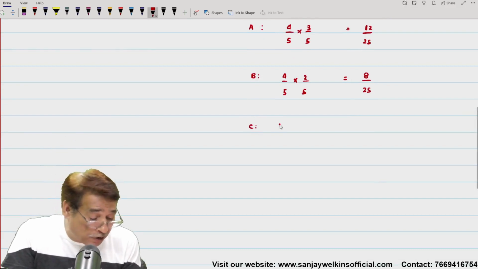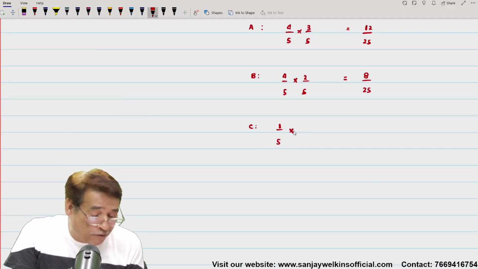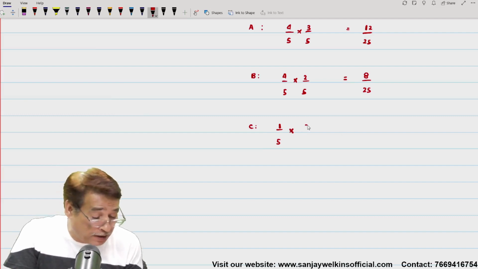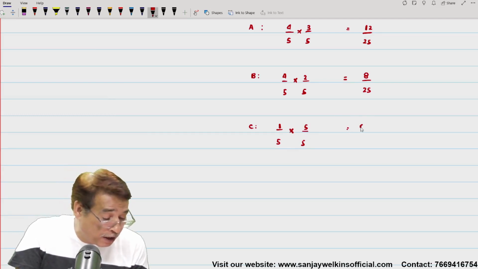And the new partner's share is 1 by 5, it is given. Now, if I want to convert the denominator into 25, I will think of a numeric value which can convert 5 into 25 after multiplying. Obviously that numeric value will be 5. Correct? So I will multiply it with 5, so I will now get 5 by 25.